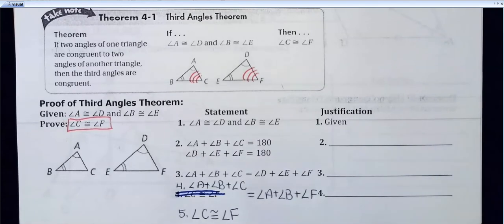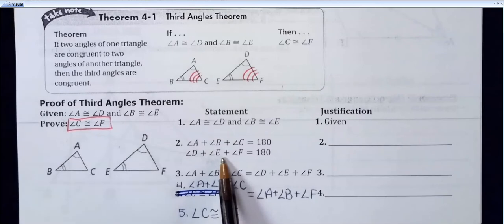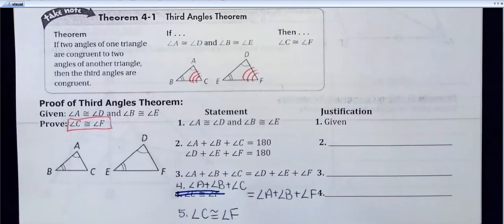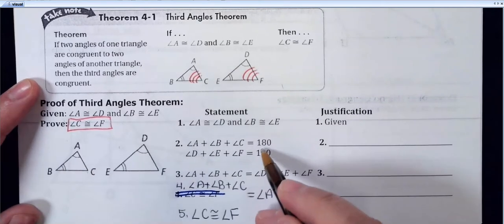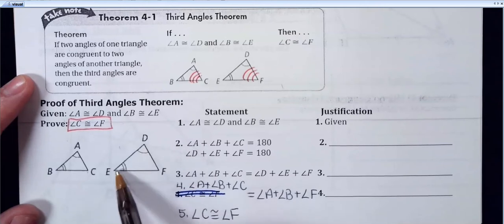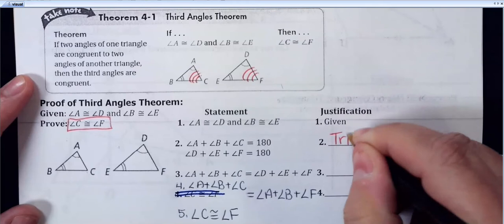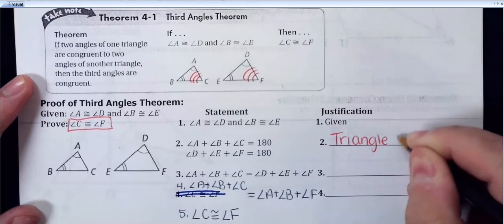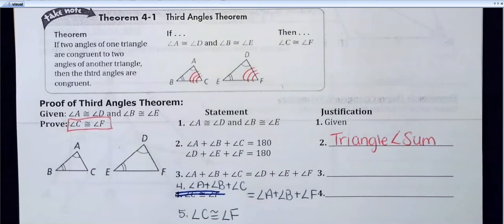Now, these two are separate statements, but they have the exact same justification, so I'm just going to put them together. This says angle A plus angle B plus angle C has to add up to 180. This says in the other triangle, angle D, angle E, and angle F have to add up to 180. That is just the triangle angle sum theorem, and that's just that we know the inside three angles of a triangle always add up to 180. So that's all I'm using there.